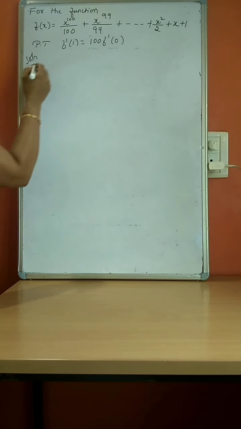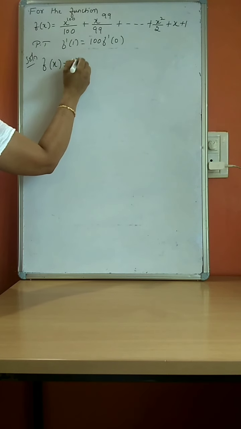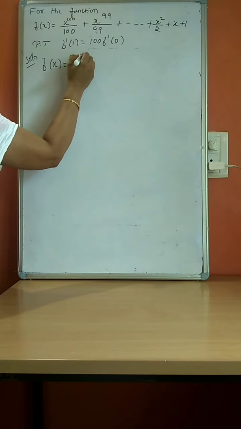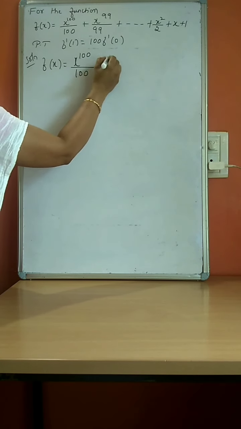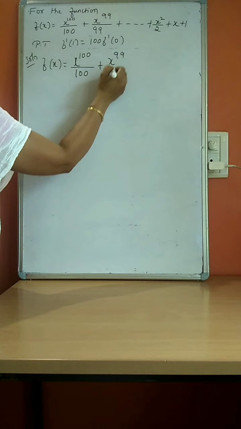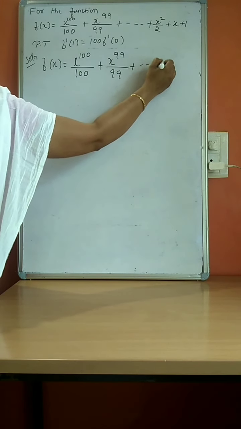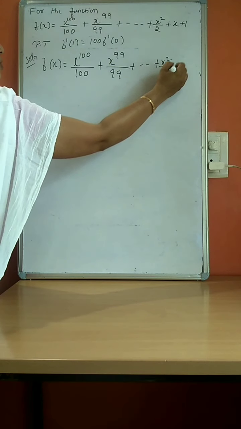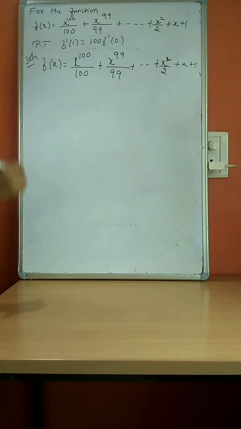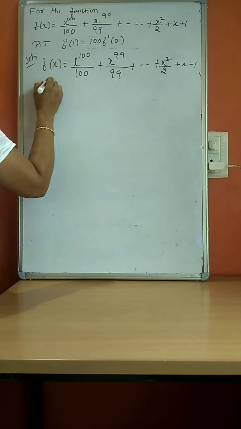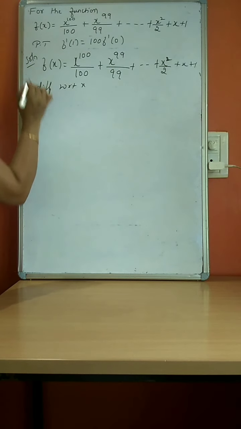First we can prove by taking the derivative. What he has given, f of x is equal to x to the power of 100 divided by 100 plus x to the power of 99 divided by 99 plus etc., x square by 2 plus x plus 1. Differentiate with respect to x.